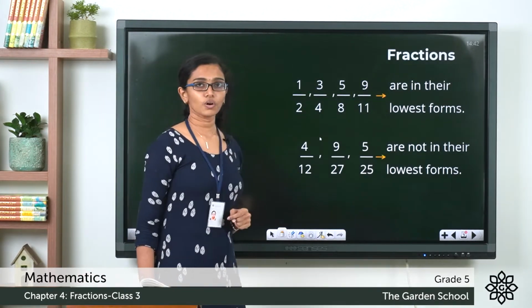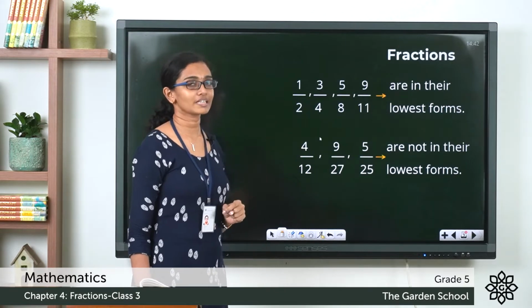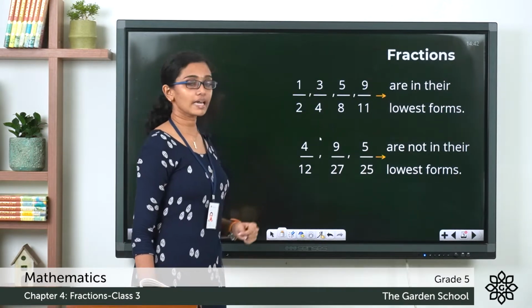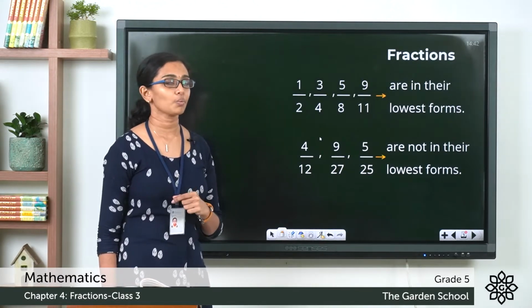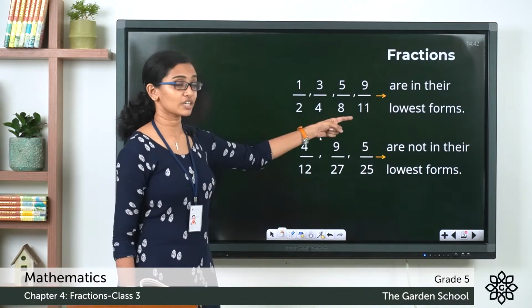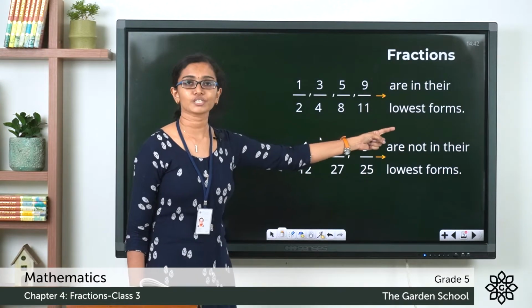What about 3 and 4? There also the only common factor is 1. 5 and 8, and 9 and 11, the only common factor is 1. So we say these fractions are in their lowest forms.